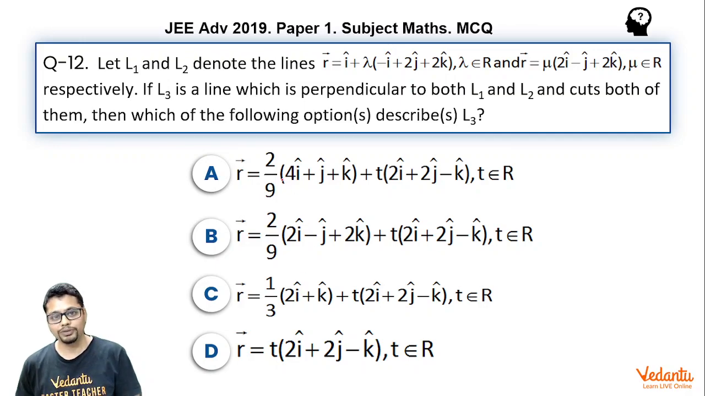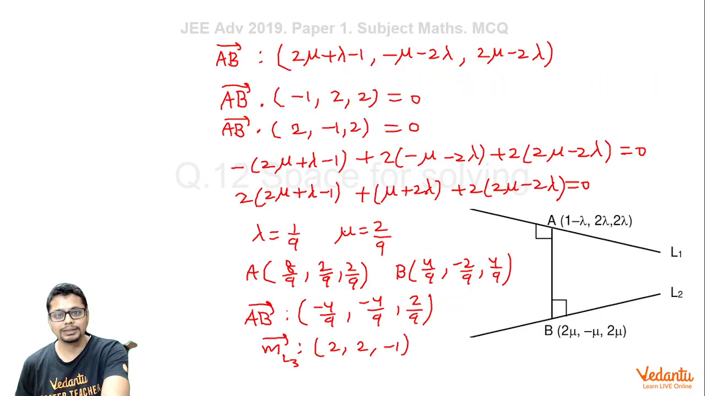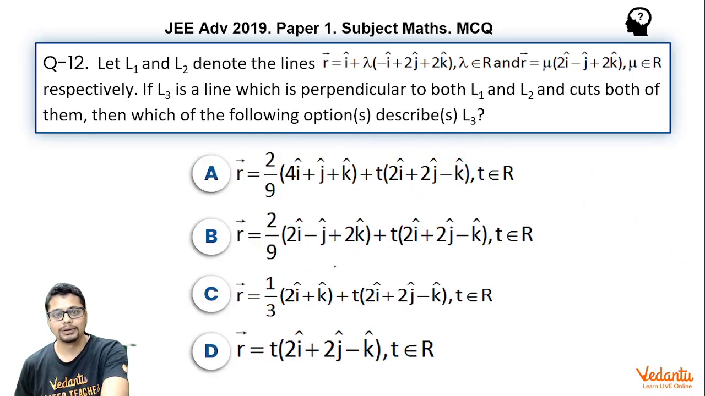If you see carefully, 8 by 9 i cap plus 2 by 9 j cap plus 2 by 9 k cap, 8 by 9, 2 by 9, 2 by 9. This is essentially point A only. Similarly, point B, 4 by 9 i cap minus 2 by 9 j cap plus 4 by 9 k cap. So that means A and B options are correct.